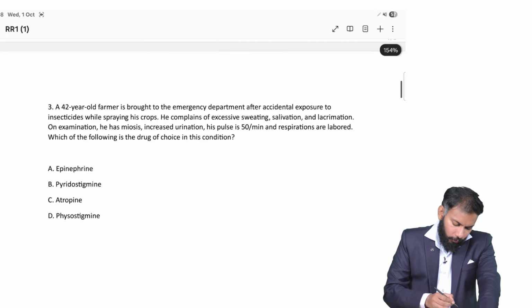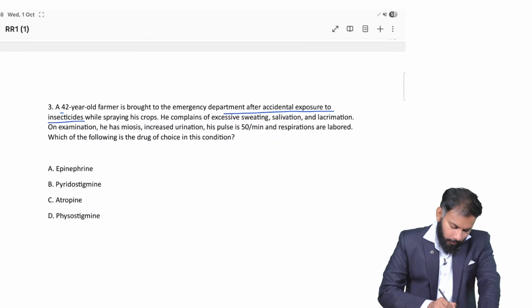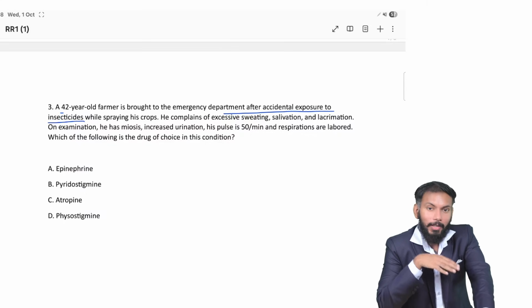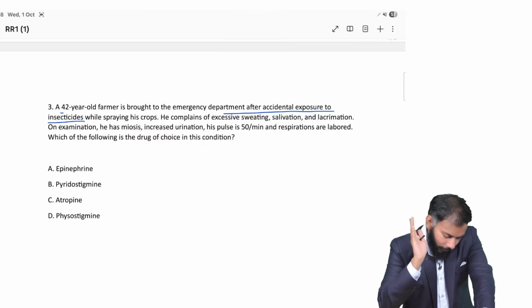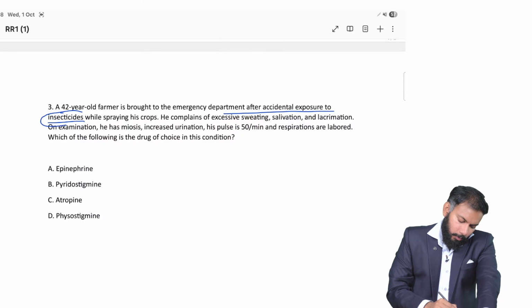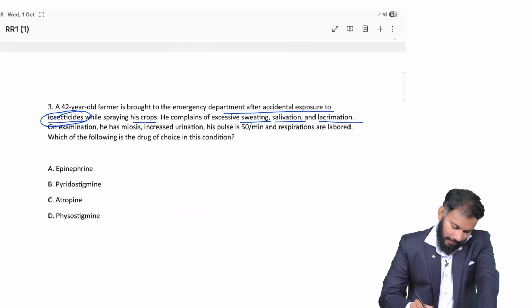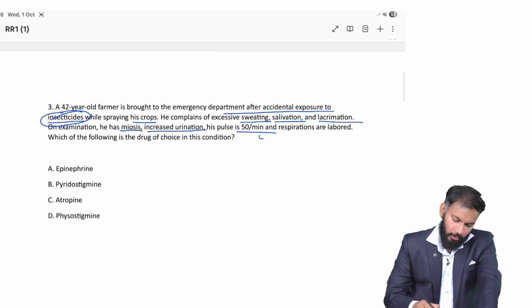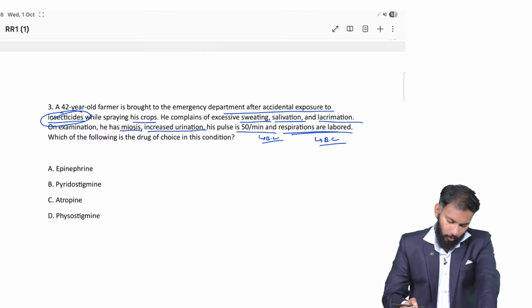Now, a 42-year-old farmer is brought to the emergency department after accidental exposure to insecticides. Easiest question. It has itself told you that there is accidental exposure to insecticides. I already told you insecticides and pesticides are either organophosphate or carbamate. So there has been accidental exposure to insecticides while spraying his crops. There is increased sweating, salivation, lacrimation. On examination, he has miosis, increased urination, his pulse is 50, so there is bradycardia. All the symptoms of organophosphate and carbamate poisoning. Respirations are labored. Why? Because he is having bronchoconstriction.